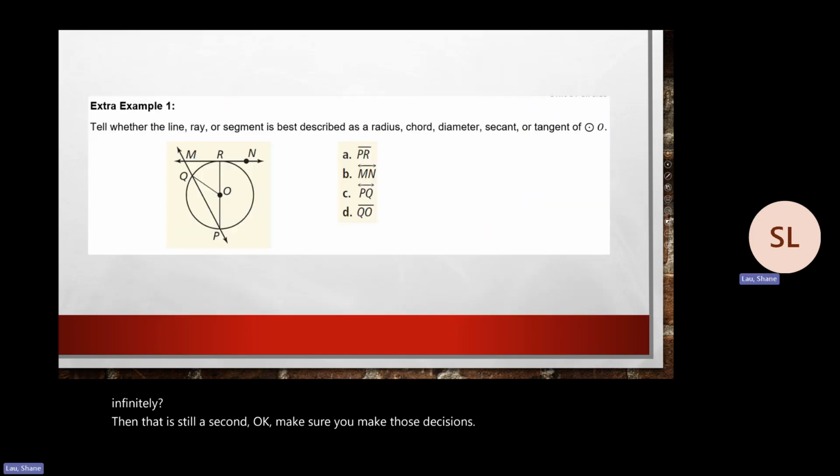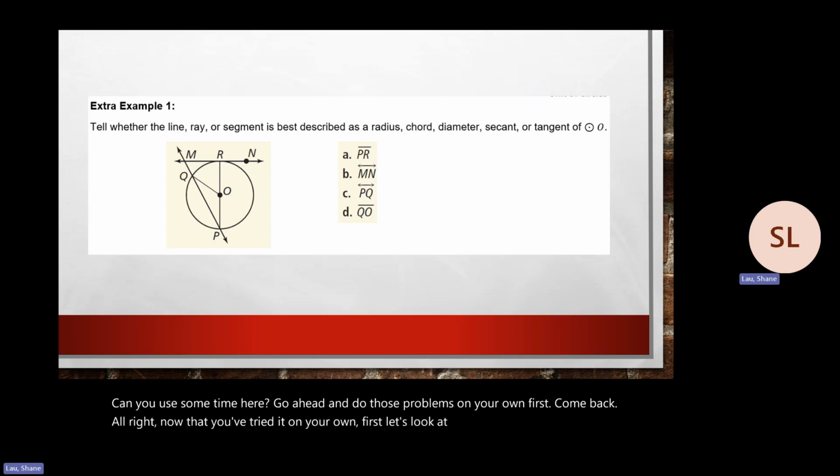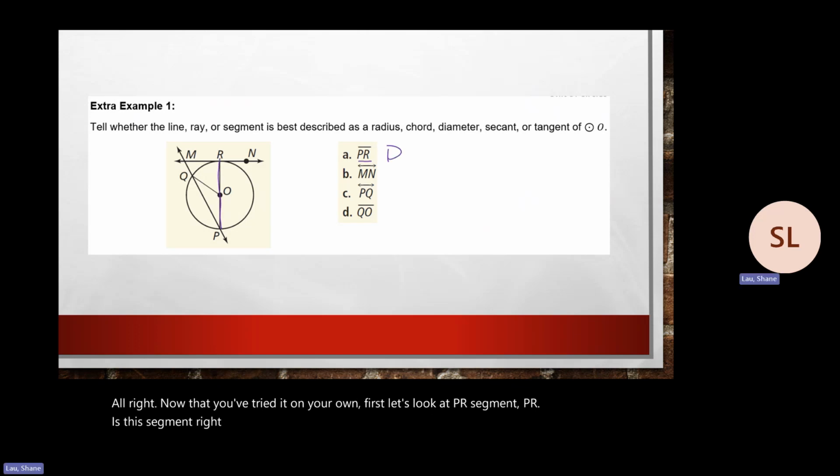Give you some time here. Go ahead and do those problems on your own first. Come back. All right, now that you've tried it on your own first, let's look at PR. Segment PR is this segment right here, and that's definitely our diameter. Okay, that one's pretty easy.